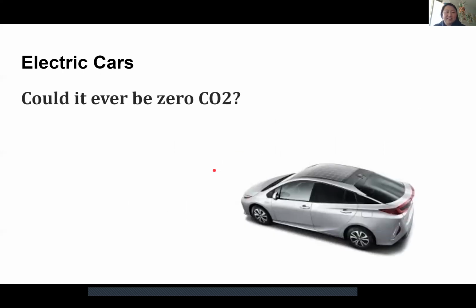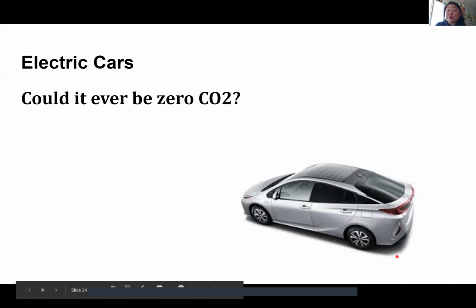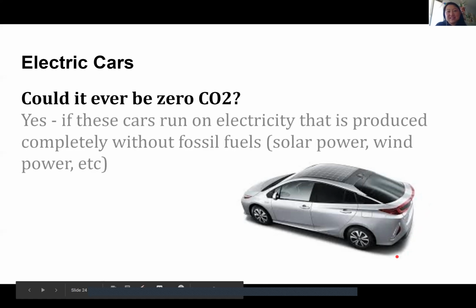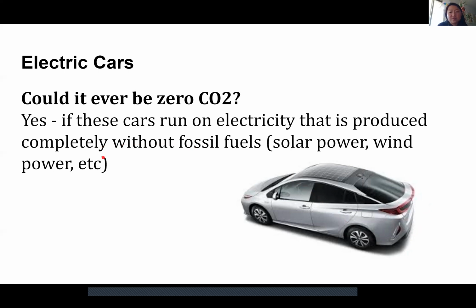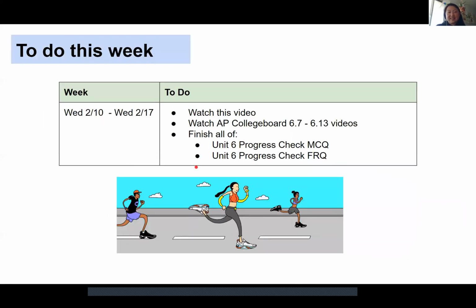All right. So could electric cars ever be zero? Yes, they're actually building an electric car right now that is covered in solar panels, which is really cool. That would be super dope. Or if all of our power plants switched over to solar, wind, and hydropower. So that's the dream.